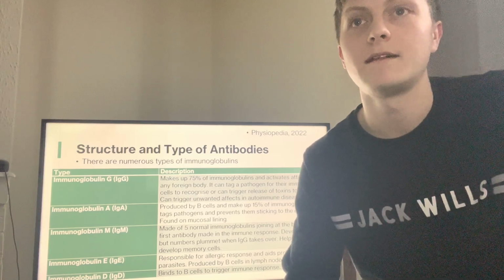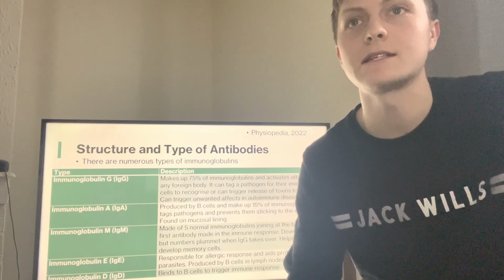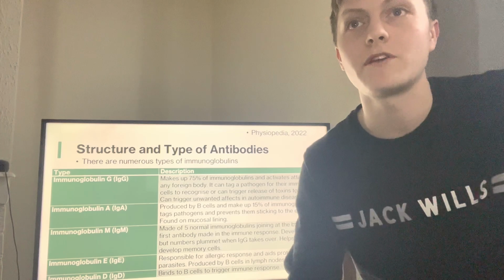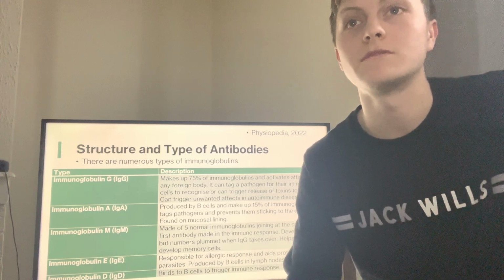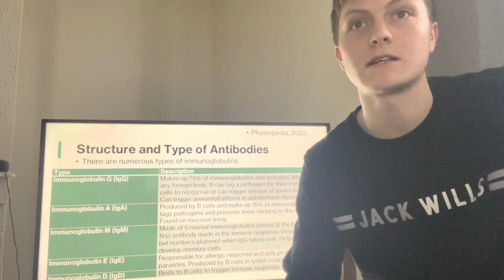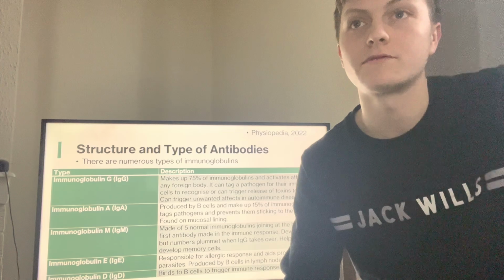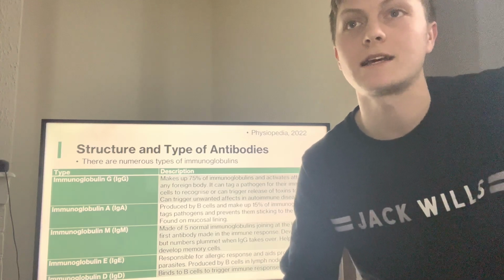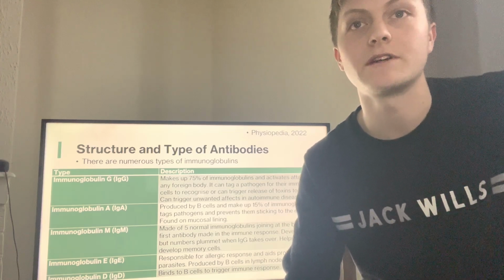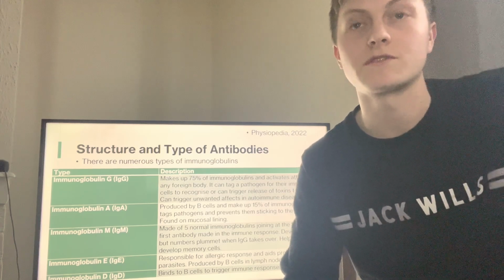The IgM, made of 5 normal immunoglobulins joining at the base. The first antibody made in the immune response, developed quickly, but numbers plummet when the IgG takes over, helps B cells develop memory cells. The IgE, responsible for allergic response and aids protection from parasites, produced by B cells and lymph nodes. The IgD binds to B cells to trigger immune response.